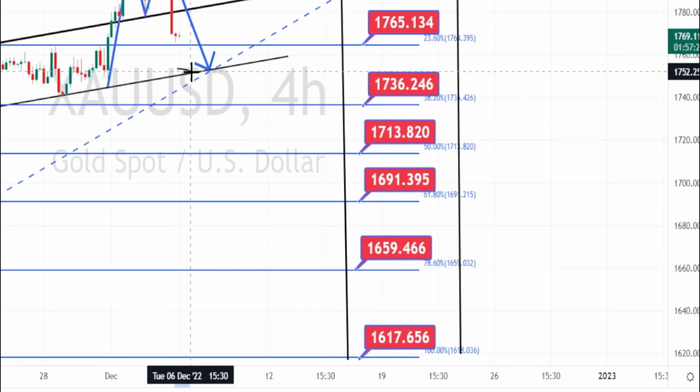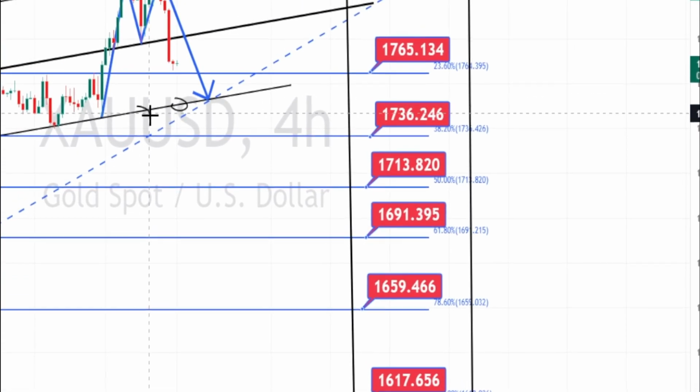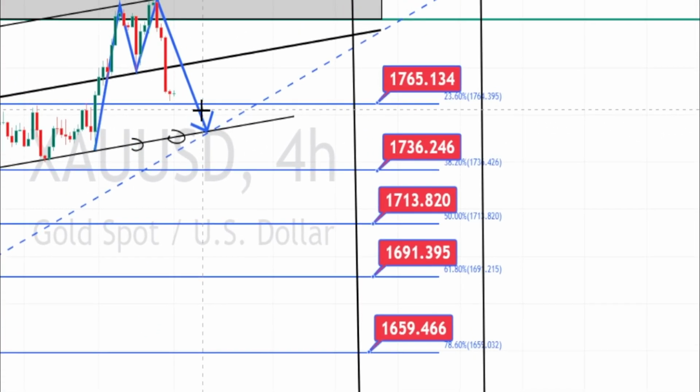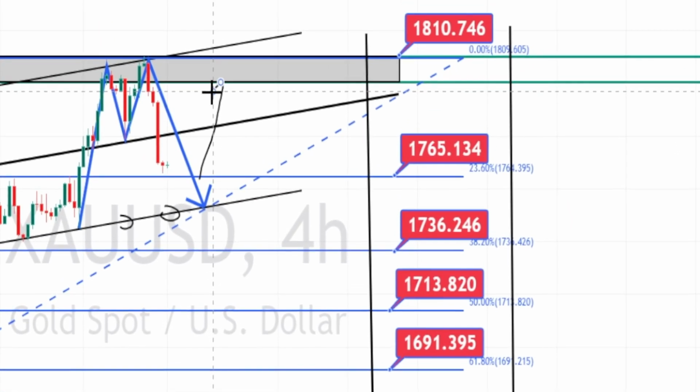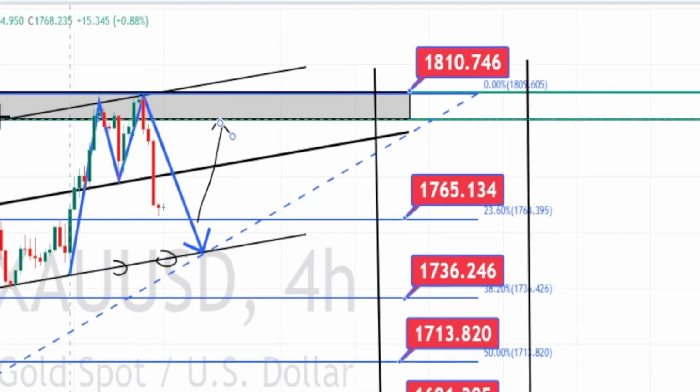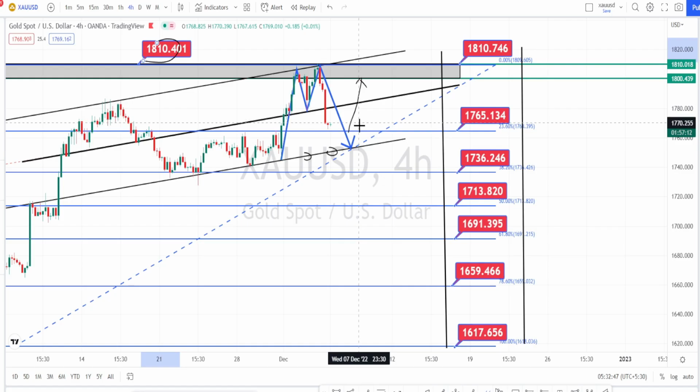And if the price action fails to break this trend line or the support line, we can expect it to bounce back and to retest this resistance level between 1800 to 1810. The ranges on the bullish side will be marked on the lower time frames.